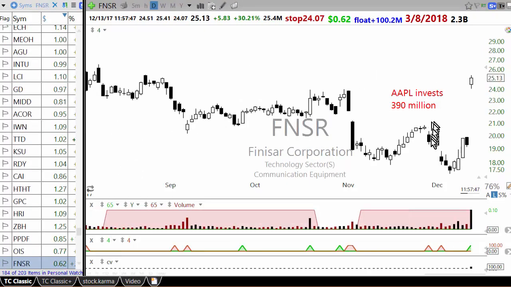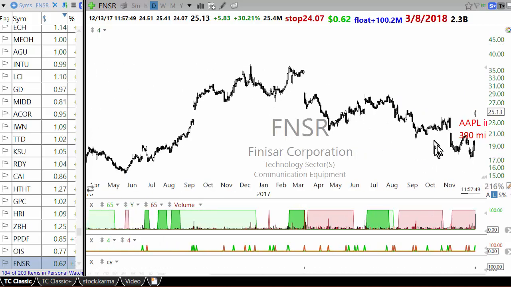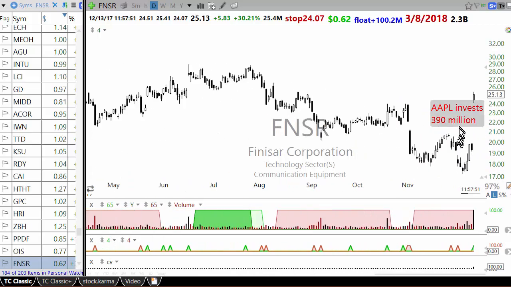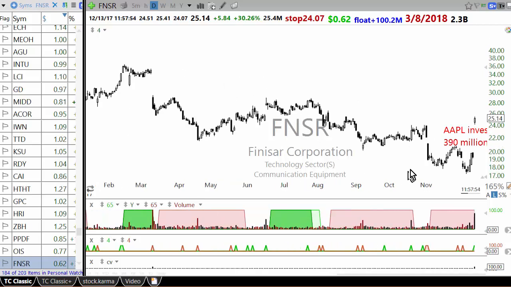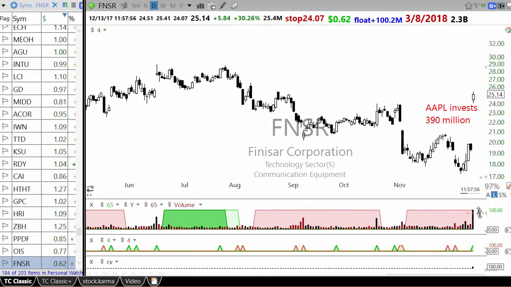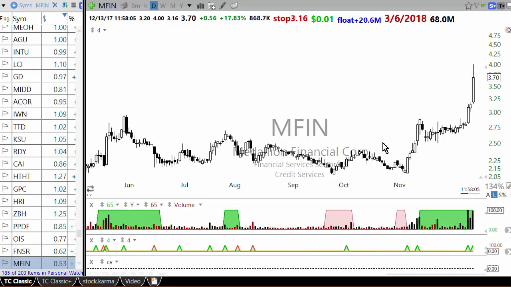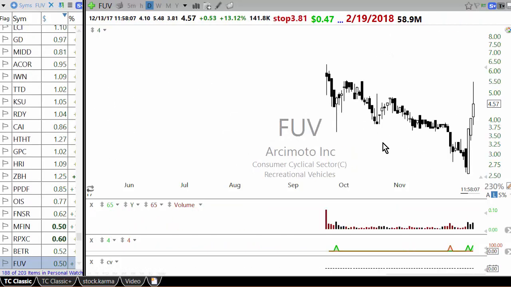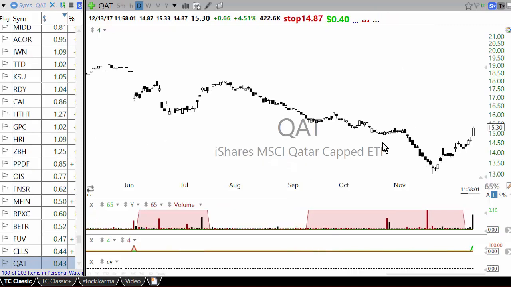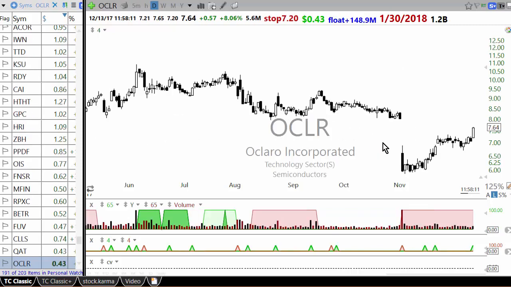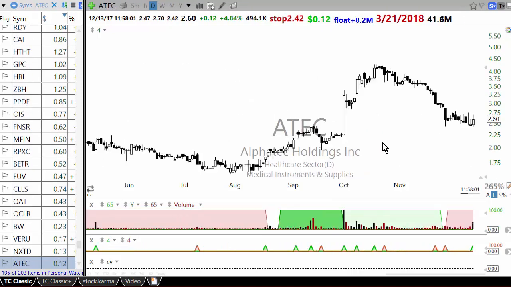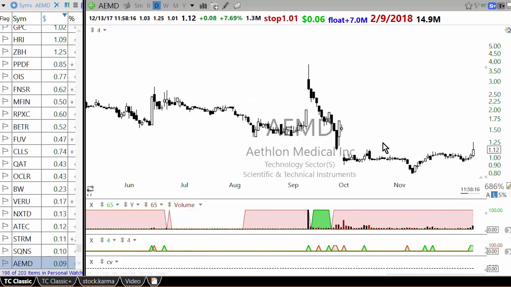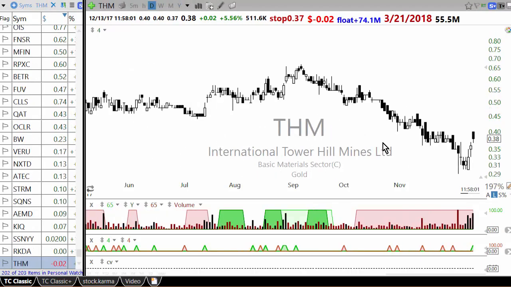Finisar, this has an EP kind of thing, Apple investing 390 million, but I would wait for it to set up. The stock was in a downtrend, so if it goes sideways and sets up. I would also like to see volume, which is 24 million as of now. The float is 100 million, so fairly good volume. See, these are now really lower priced ones, but there is no harm if you can find a good one in that.